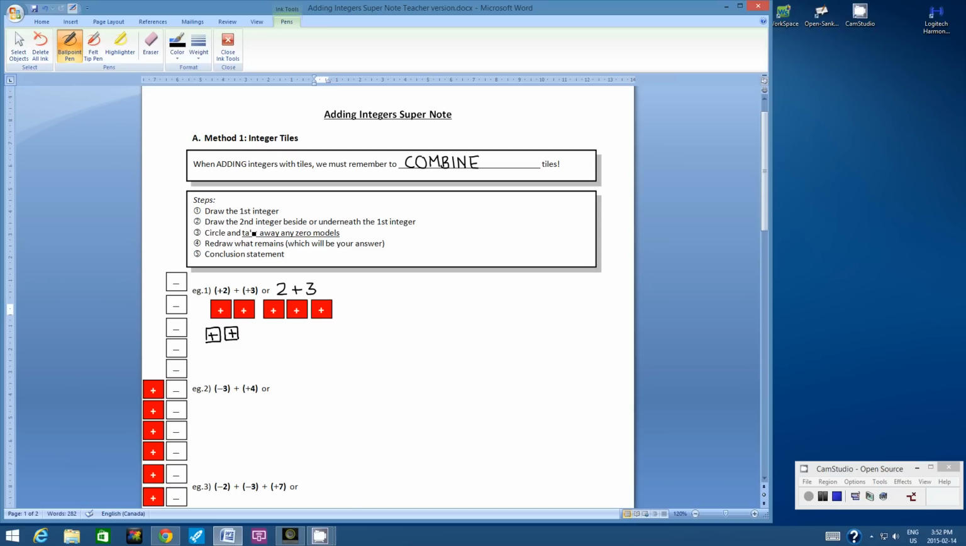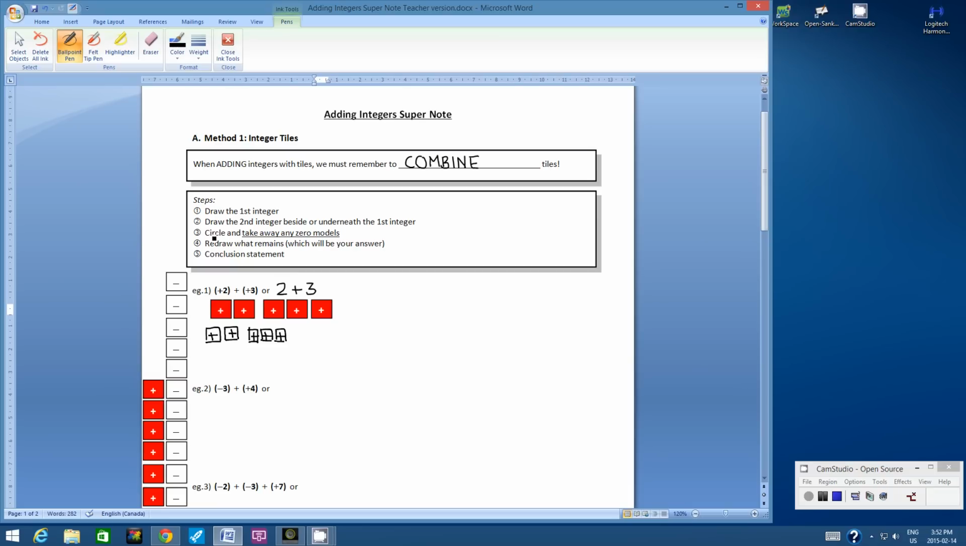Step number 2, draw the second integer beside or underneath the first integer. Now this is very important, beside or underneath. In this case, I place the tiles beside them. And there's going to be a reason why. We're going to discover why there's a difference between adding the tiles beside or underneath. So in this case, I'm going to draw the positive 3 beside the positive 2. Okay, so there's step 1, there's step 2.